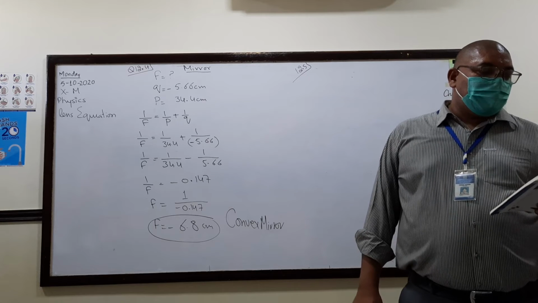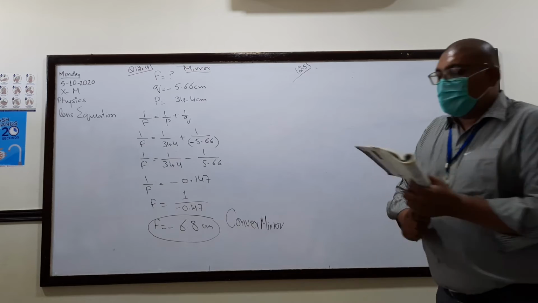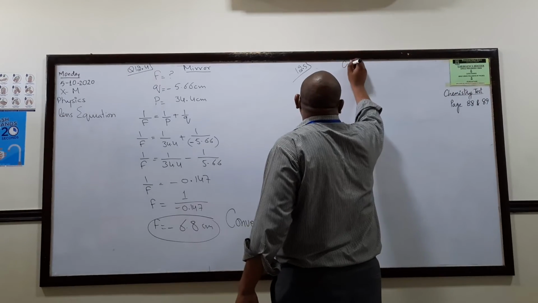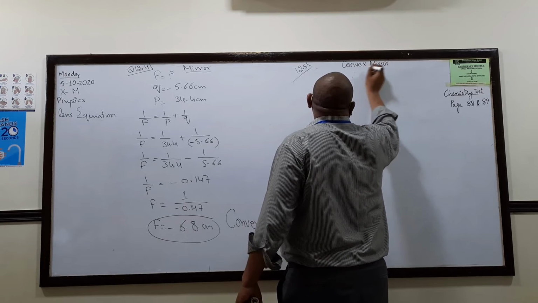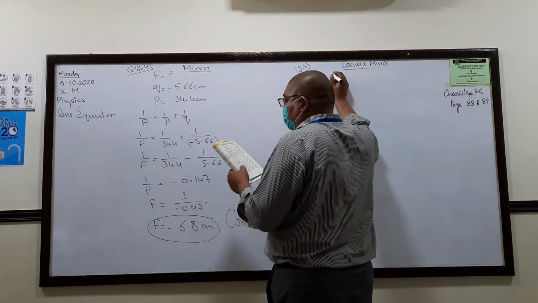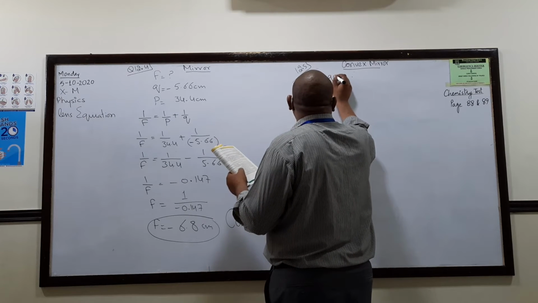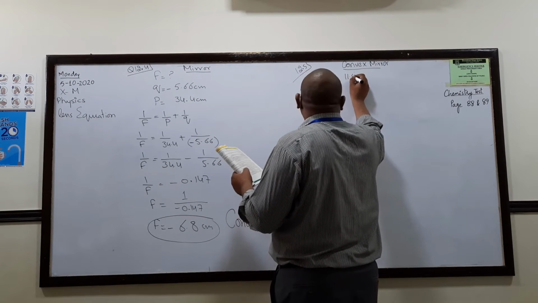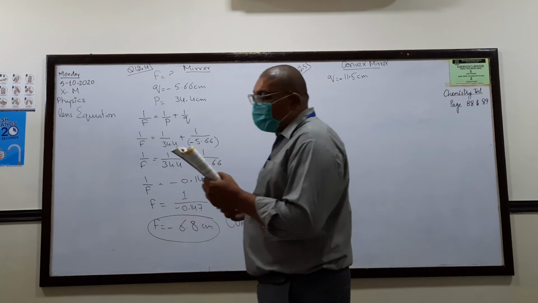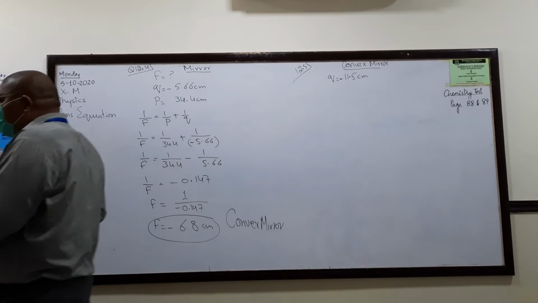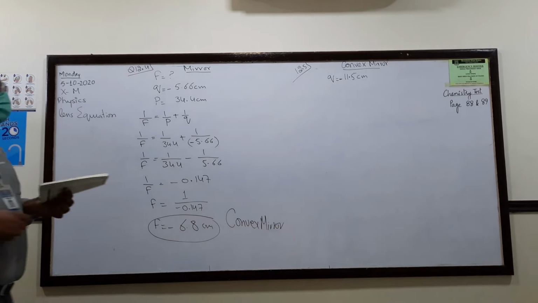An image of a statue appears to be 11.5 centimeter behind a convex mirror with a focal length of 13.5 centimeter. So he is talking about a convex mirror. The value of the Q is given, that is 11.5 centimeter, and it should be negative. Why should it be negative? Because the image is behind the mirror, so it's a virtual image.